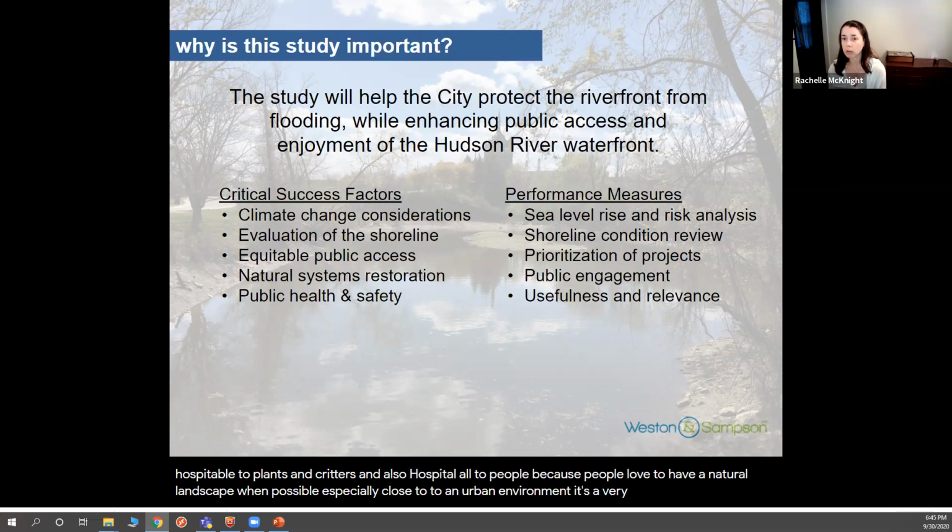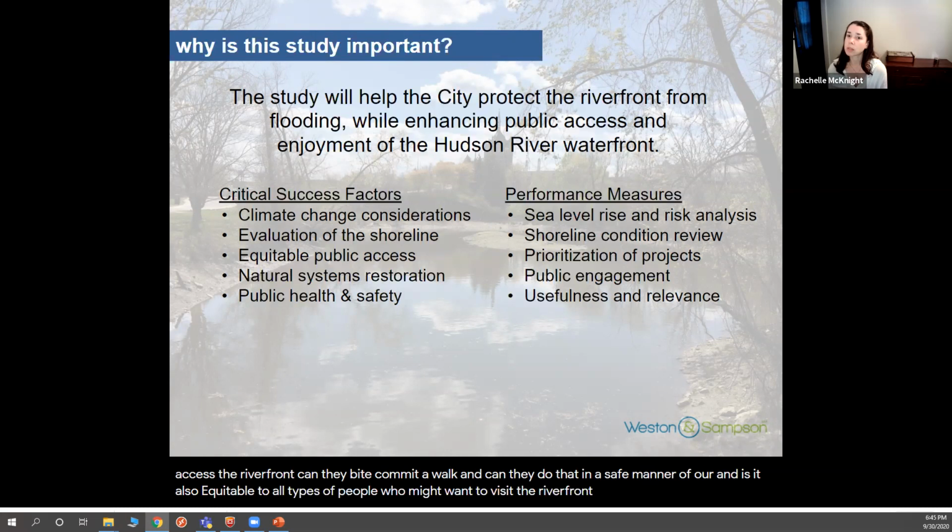It's a very welcome amenity for most people. But we're also looking at public health and safety and accessibility. So how can people access the riverfront? Can they bike? Can they walk? And can they do that in a safe manner? And is it also equitable to all types of people who might want to visit the riverfront?